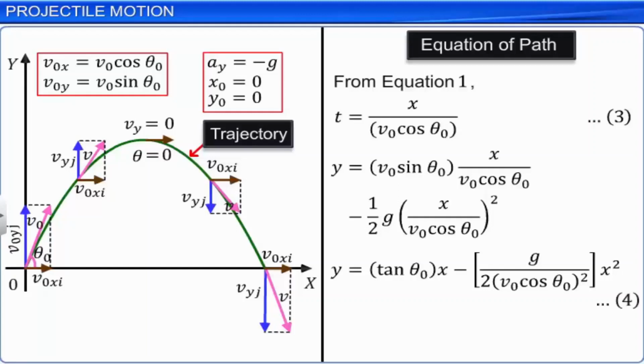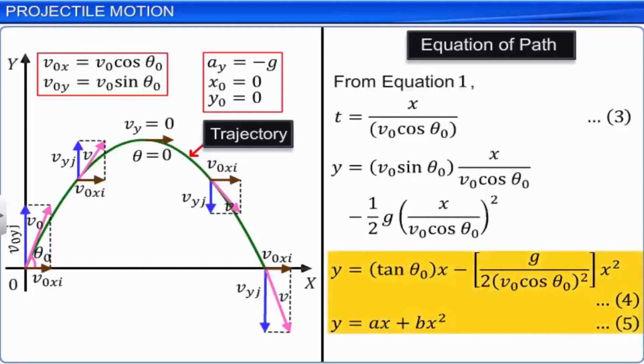In this equation, tan theta 0 and g divided by 2 into v0 cos theta 0 square are constants, as g, theta 0 and v0 are constants. As you know, the equation of a parabola can be written as y is equal to ax plus bx square. Let this be equation 5. In this equation, a and b are constants. By comparing equations 4 and 5, we can conclude that the path followed by a projectile is a parabola.